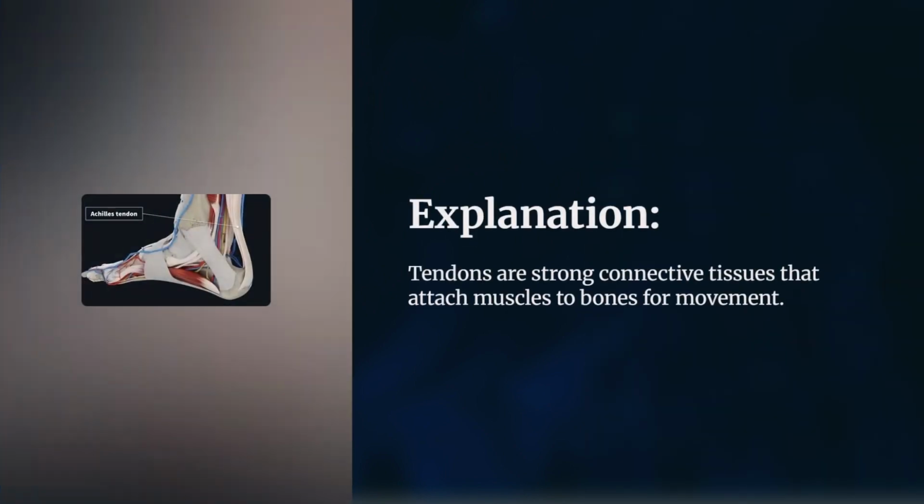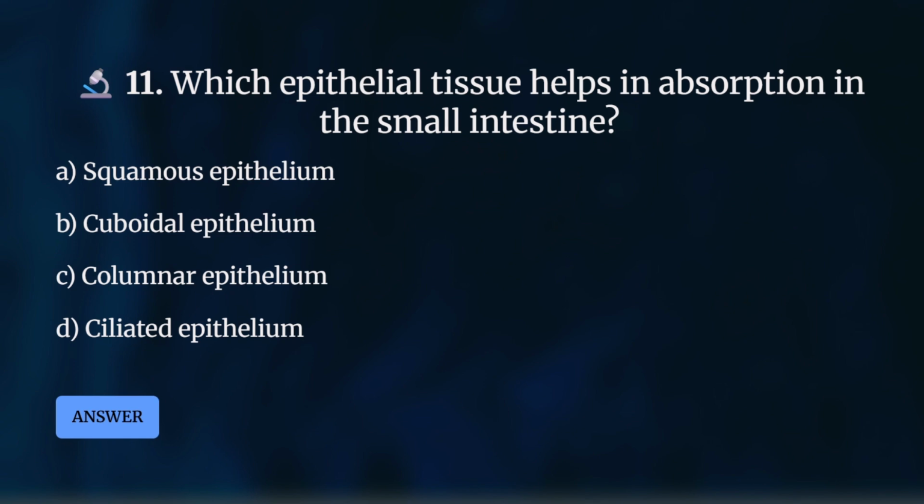Tendons are strong connective tissues that attach muscles to bones for movement. So we are halfway done. Moving on to question number 11. Which epithelial tissue helps in absorption in the small intestine?